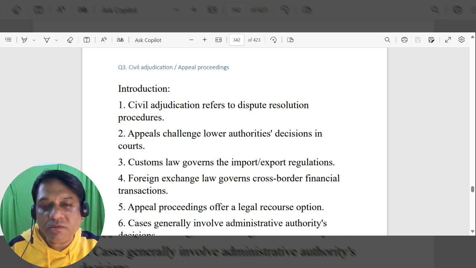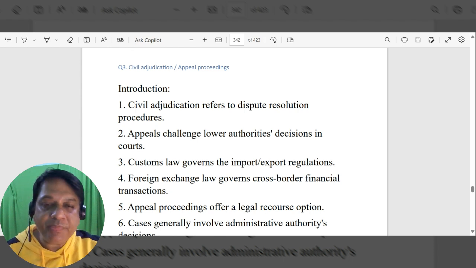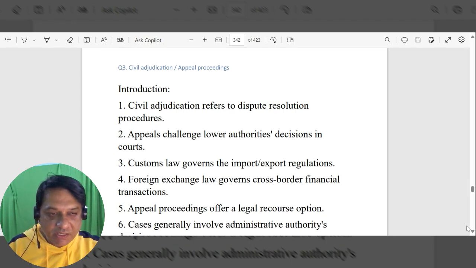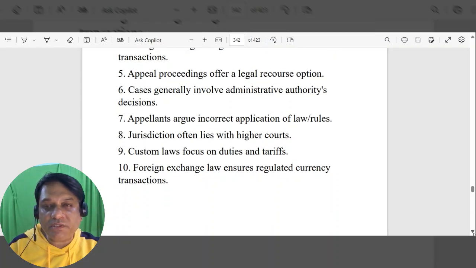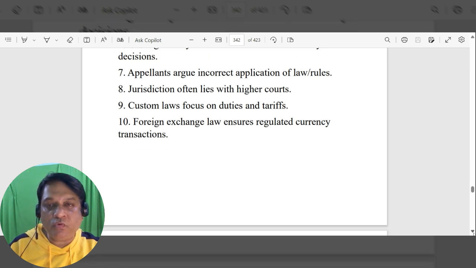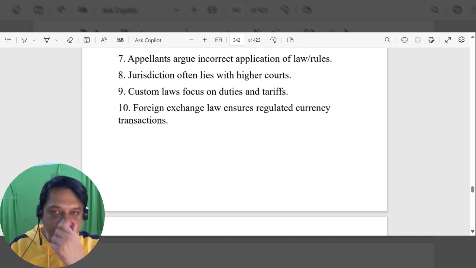Customs law governs the import-export regulations. Foreign exchange law governs cross-border financial transactions. Appeal proceedings offer a legal recourse option. Cases generally involve administrative authorities' decisions. Appellants argue incorrect application of law rules. Jurisdiction often lies with higher courts.